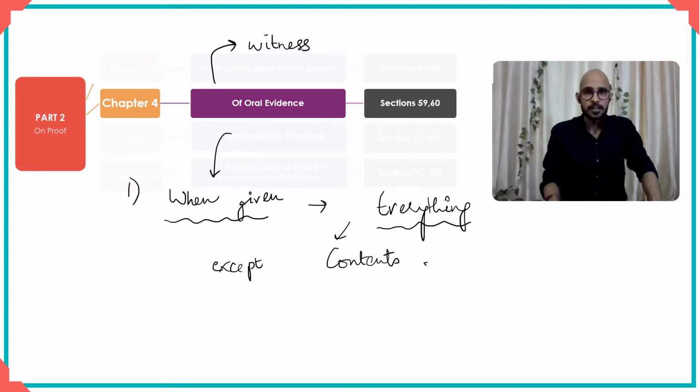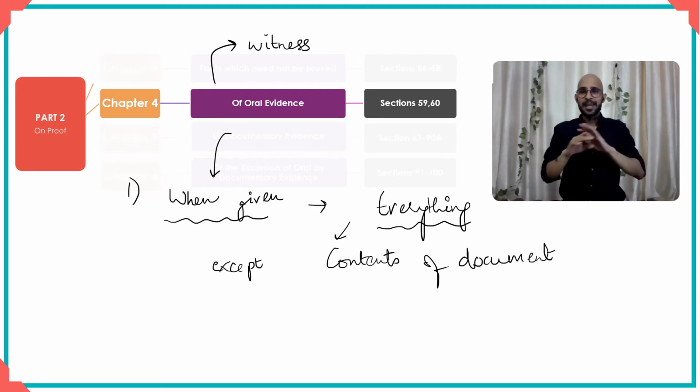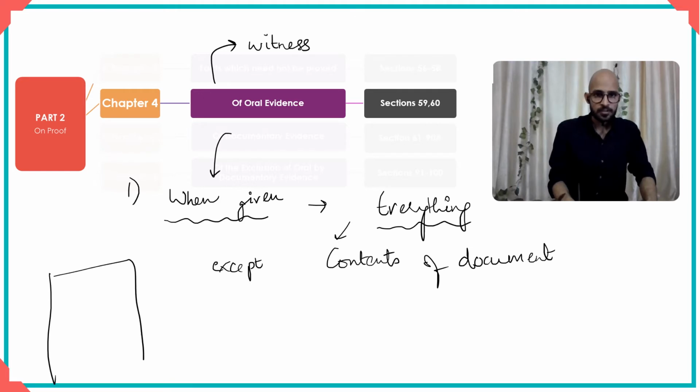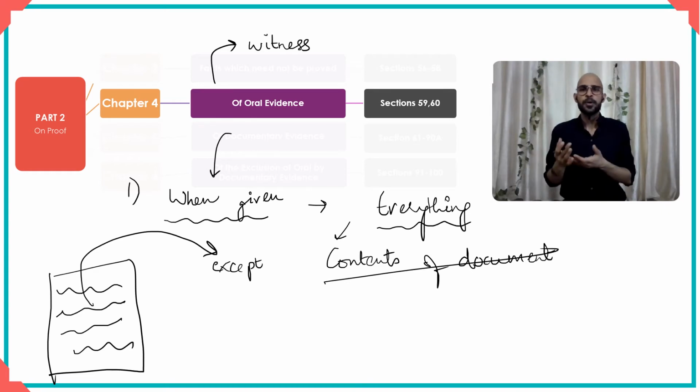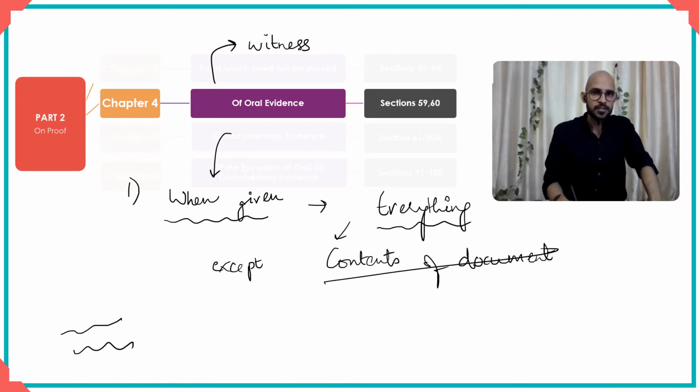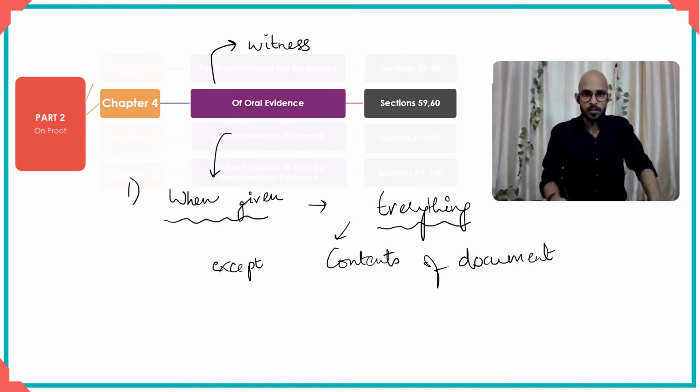Which means that a witness can come and depose and can testify about any matter except the contents of a document. Let me explain this to you. Let us say there is a certain document and it has some contents. Now, if there is oral evidence of the contents of a document, it means a witness will now speak about what is given in the document. Now, isn't that absurd? You have a document. Why do you want a witness to speak about it? Just get the document. Which means you're saying that oral evidence can be given for everything except the contents of a document. So I hope you get this point.